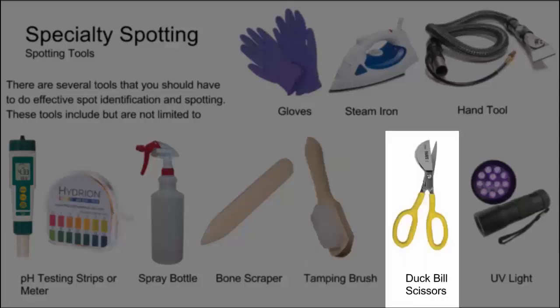Next, you have some duckbill scissors. These can also be called napping shears. You can get them either at a flooring store, a flooring supply place, or you can get them at sewing stores, but they have an angle to them that allows you to get flat onto the floor. This is used for trimming.